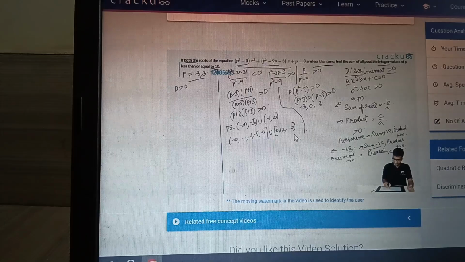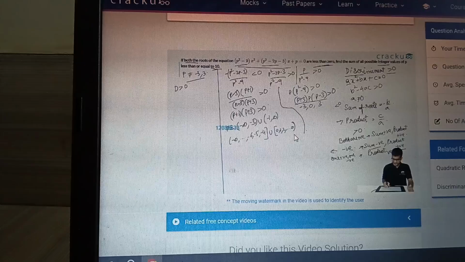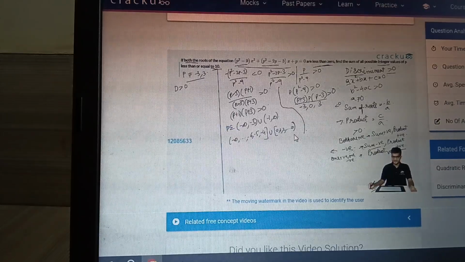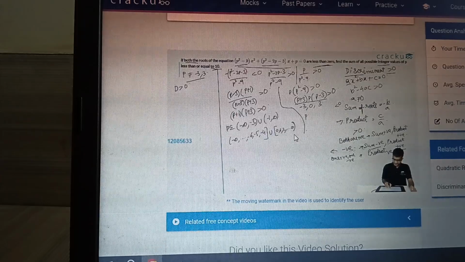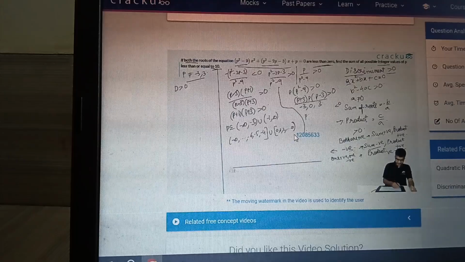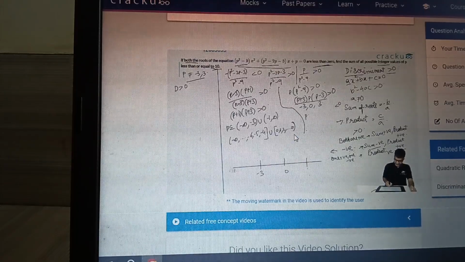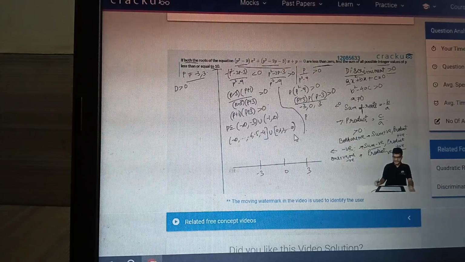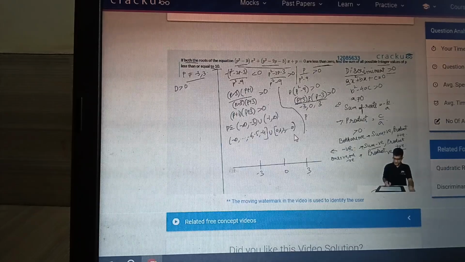0 and 3. So if P is greater than 3, all the 3 terms will be positive. So this equation is satisfied. If you are drawing a timeline like this for this cubic equation, this is minus 3, this is 0 and this is 3. If P is greater than 3, all the 3 terms P plus 3, P and P minus 3 will be positive, so the product will be positive.